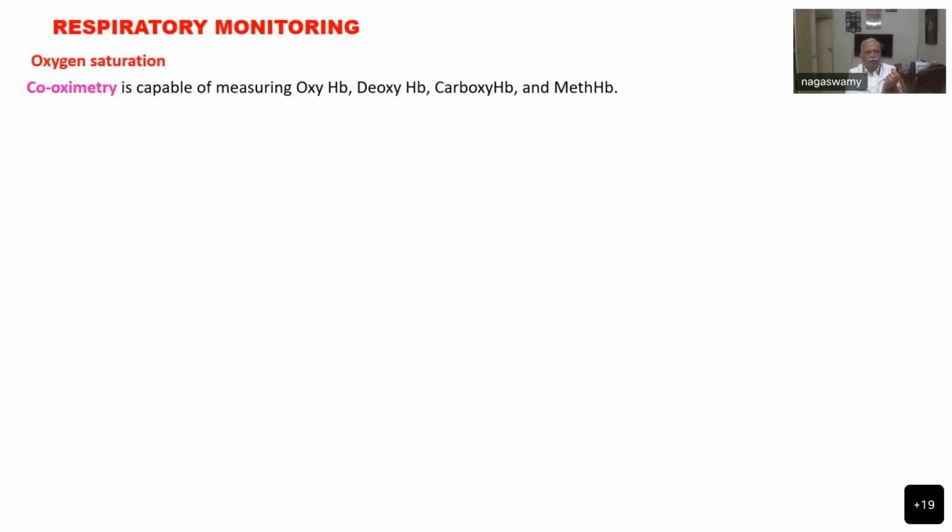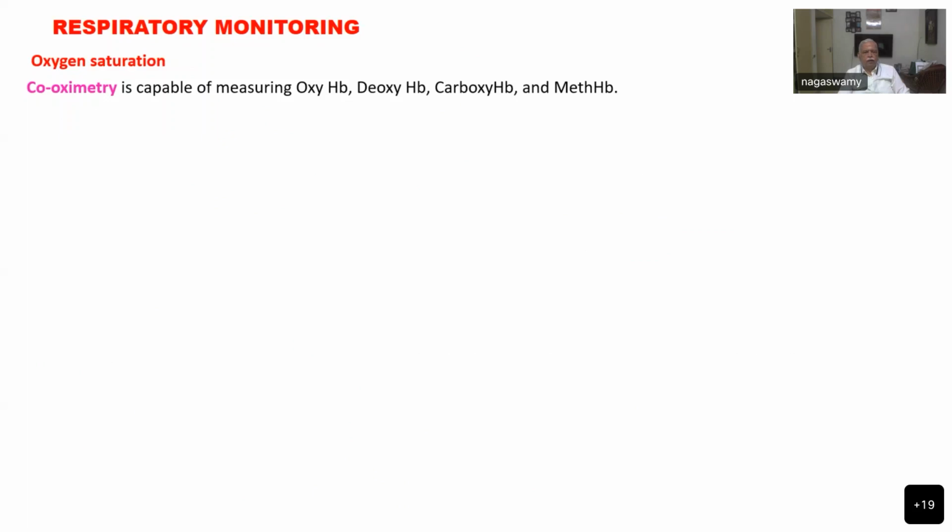When you try to measure the oxygen saturation, the blood does not contain only oxyhemoglobin and deoxyhemoglobin. It also contains carboxyhemoglobin and methemoglobin, which are present in very small quantities in normal health, which cannot be measured by your simple pulse oximetry. So you need an instrument called co-oximeter, and this is a very frequently asked question in the examination.